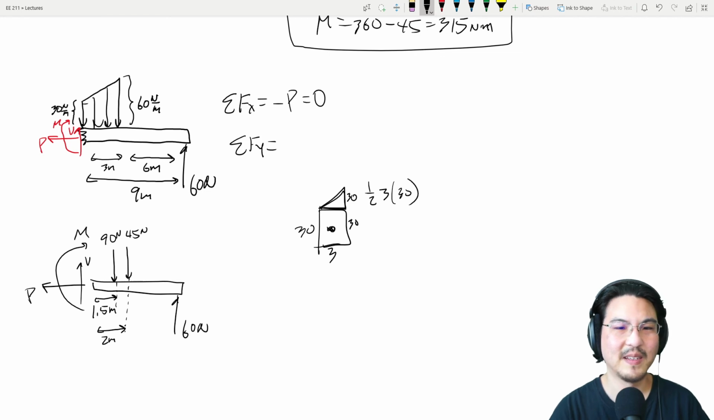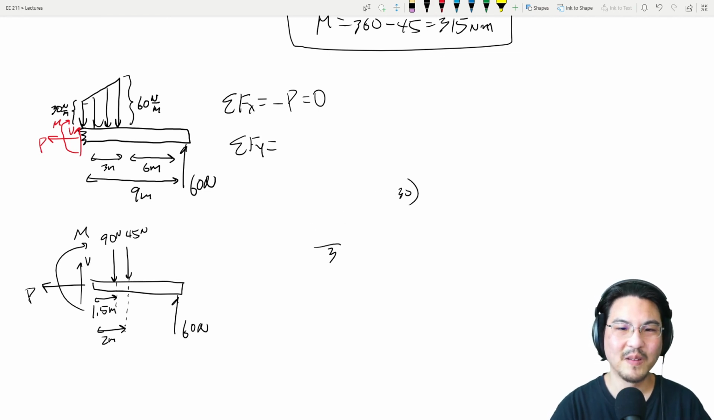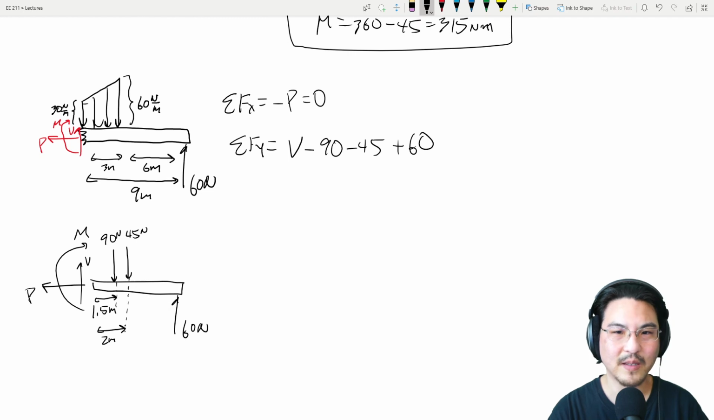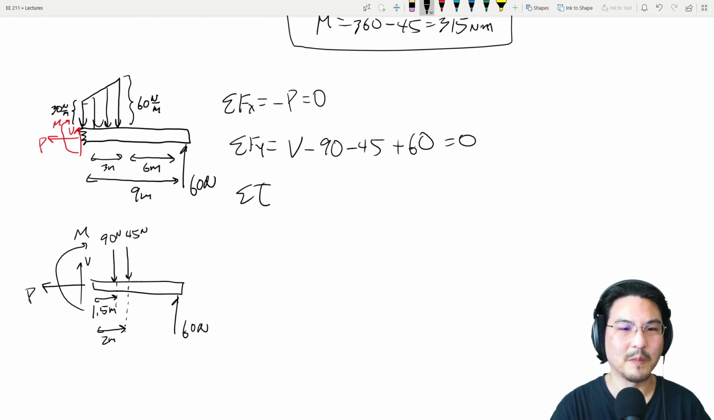bending moment. Okay, so sum forces X, sum forces Y, we got V minus 90 minus 45 plus 60. Okay, did we get everything? I think so. Okay. Sum torque about, where should we sum torque?